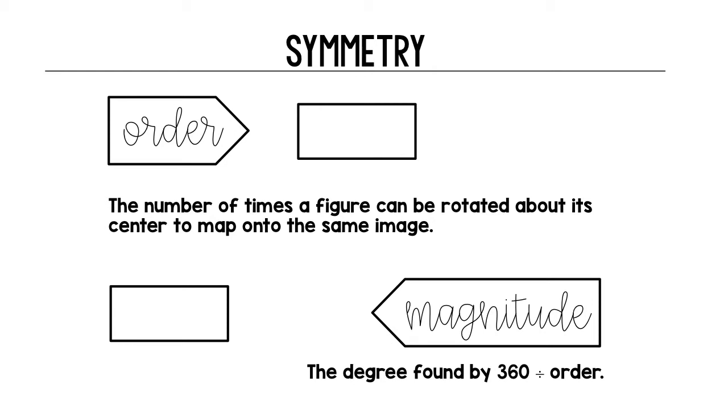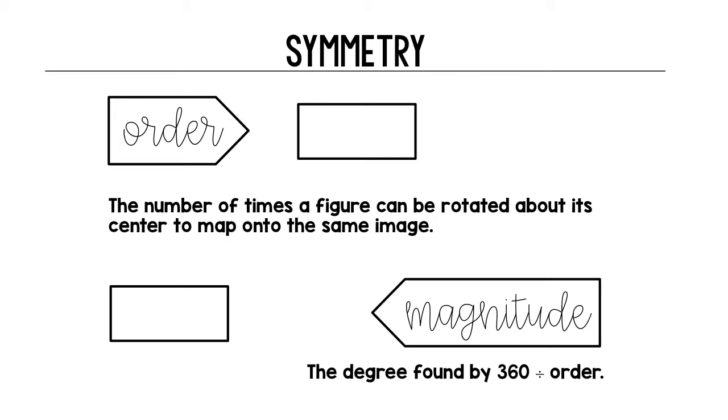So let's talk about a couple things about symmetry. We kind of all know what it is, but we want to know more details. So first, we're going to talk about the order. Order is the number of times a figure can be rotated about its center to map onto the same image.